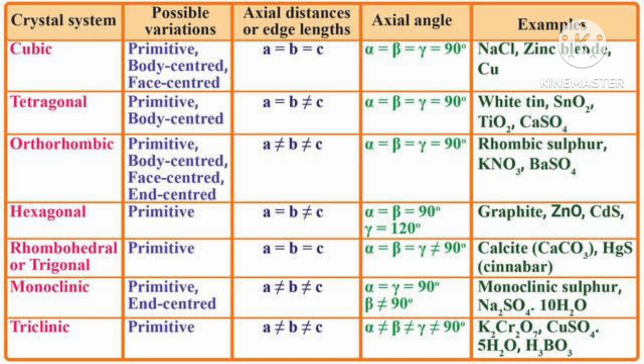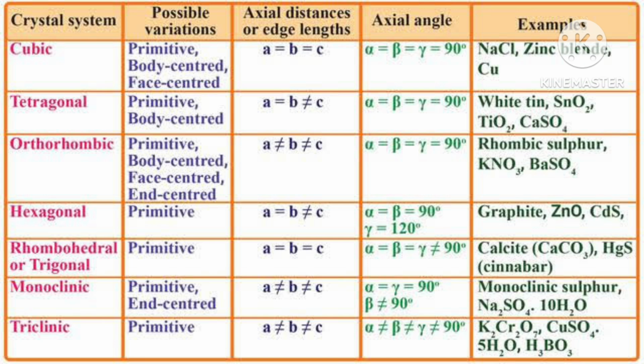See how they are differing. In angle they are differing. Angles are not 90 degrees. All three angles may not be 90 degrees, maybe less, maybe more, but not 90 degrees. And its example is calcite. Calcite means calcium carbonate. And cinnabar, its chemical formula is HgS. These are the examples of rhombohedral or trigonal.